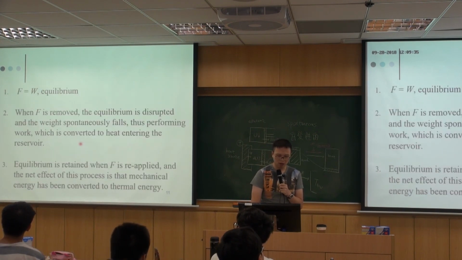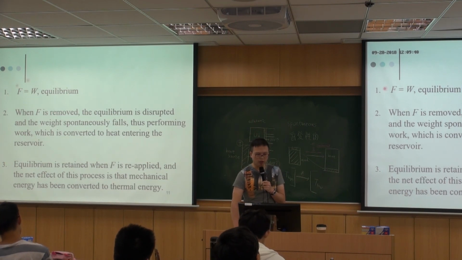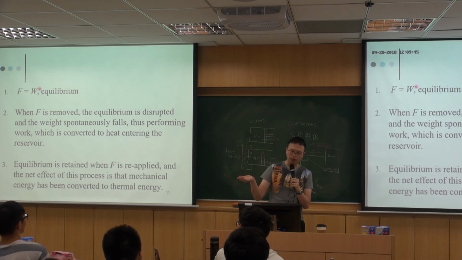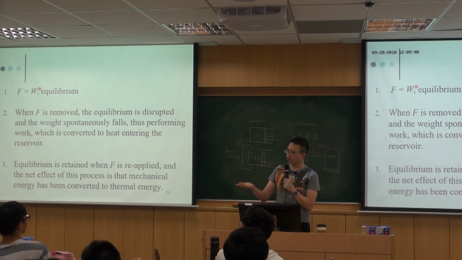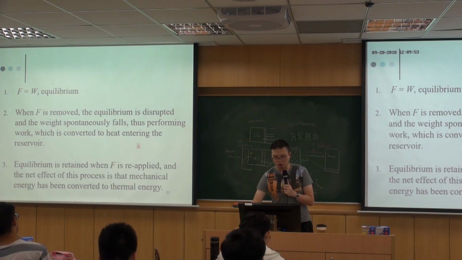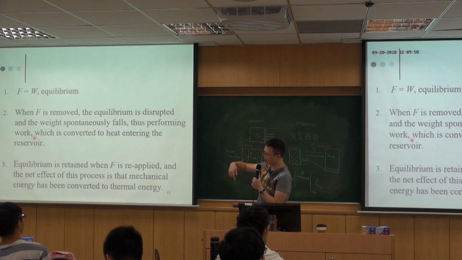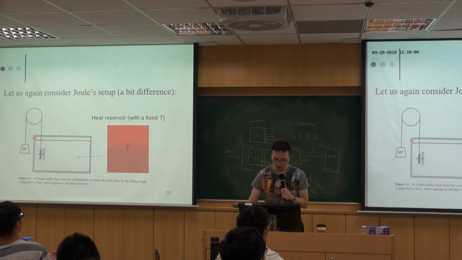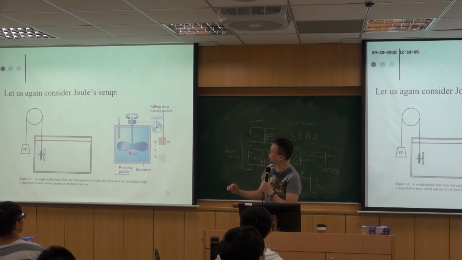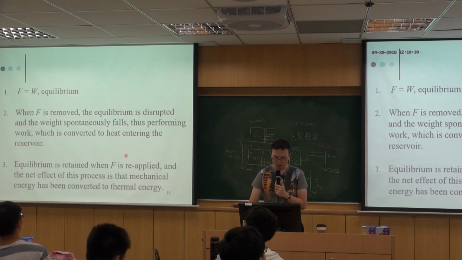So here are just some descriptions. Originally we have a force holding the weight, so that's the equilibrium state. And when we remove the force, we let the weight start to go down, then we will be performing work on the turbine, or you can say this rotating paddle, and then the energy will be converted into heat and flow into the reservoir. Okay.